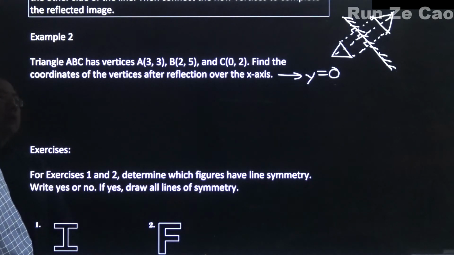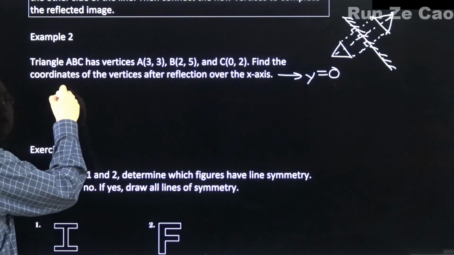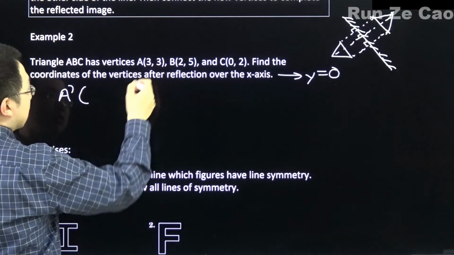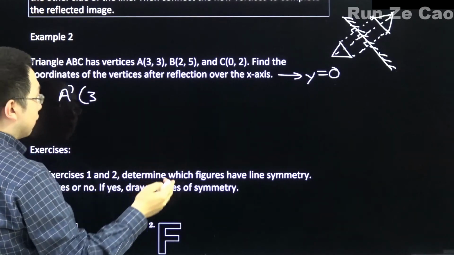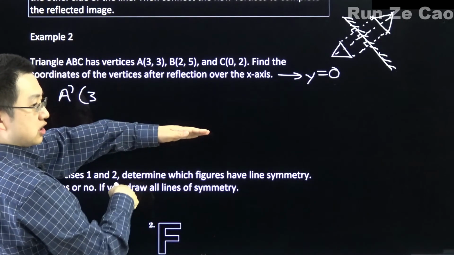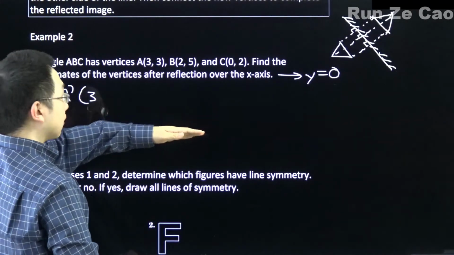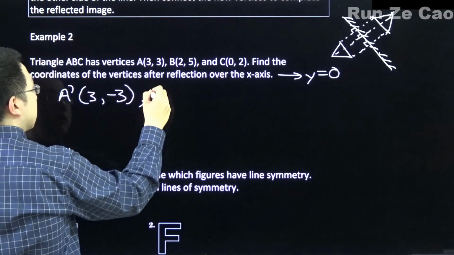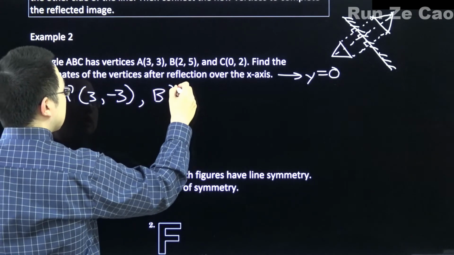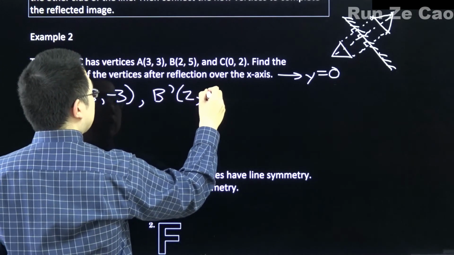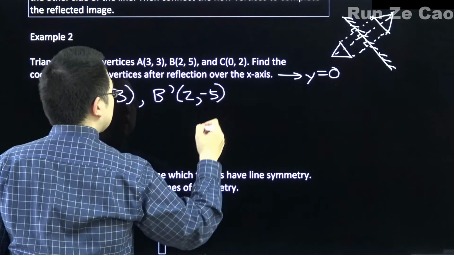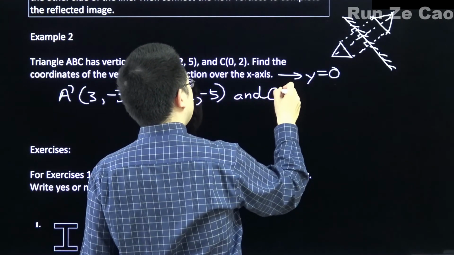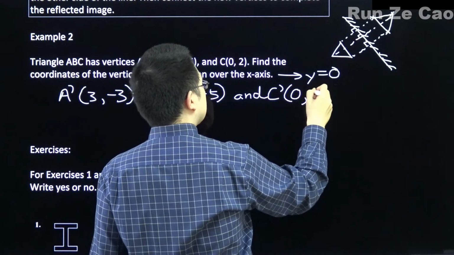So, what are the coordinates? Well, A prime would be, the x is still going to be equal to 3, because reflecting over the x-axis, oh, that doesn't change where the x-coordinate is. But the y is now -3. B prime is 2, negative 5, and C prime is 0, negative 2.